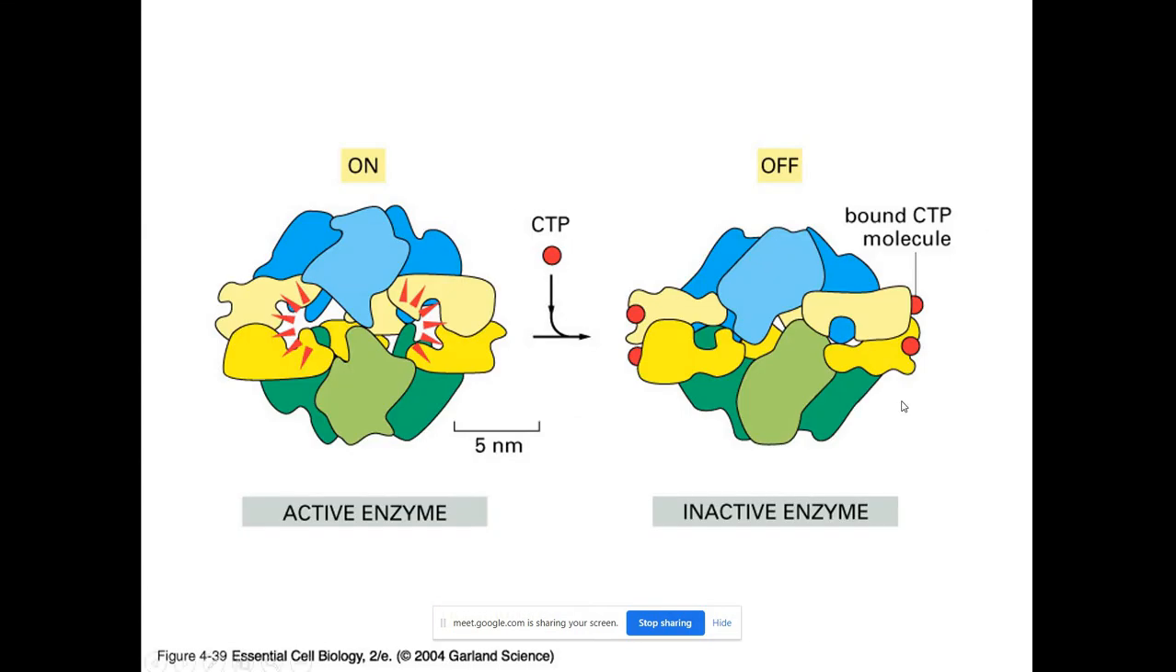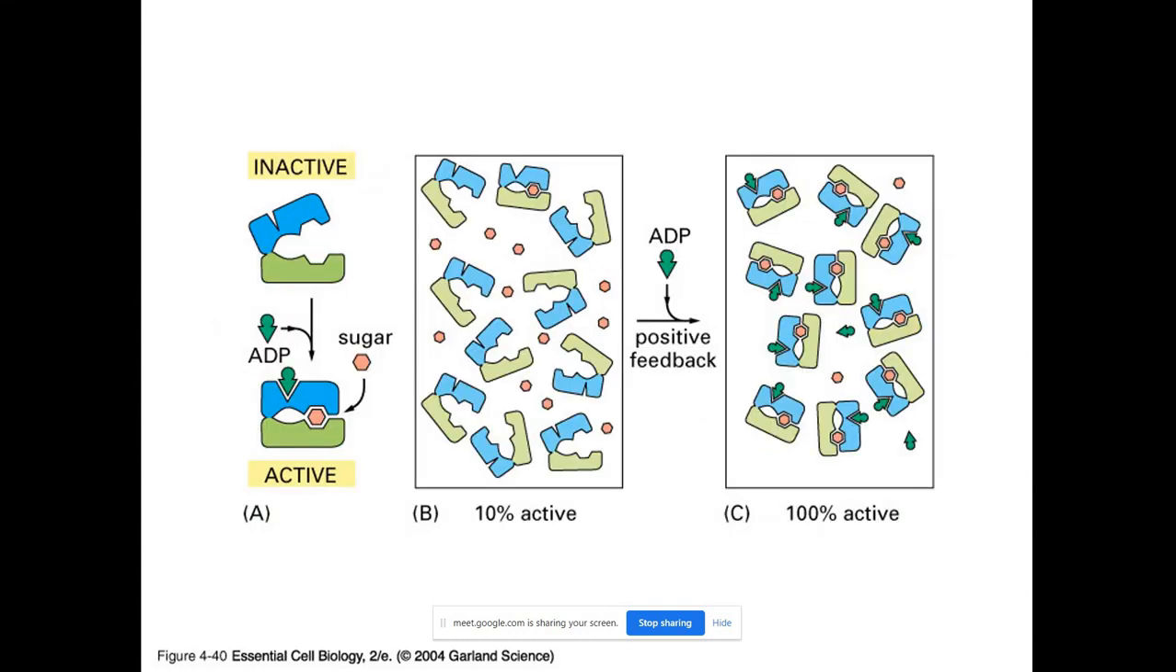Here I am just showing you an example. This is the example of an active enzyme and an inactive enzyme. This is the on position and this is the off position. This is the inactive enzyme. You can see the structural changes between the active protein and the inactive protein. In the bottom panel, this is the active protein. In the upper side, this is the inactive protein.